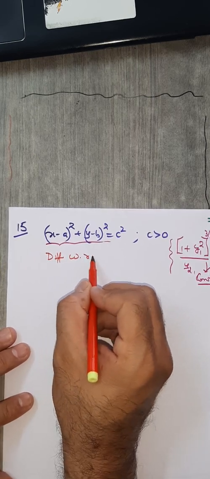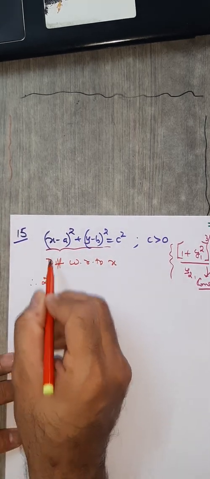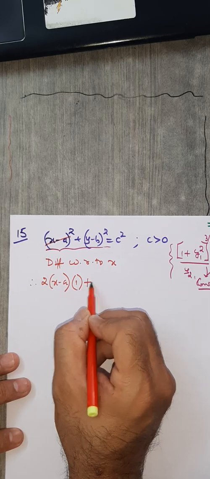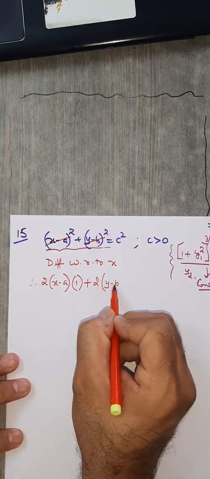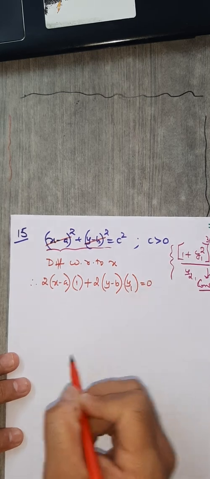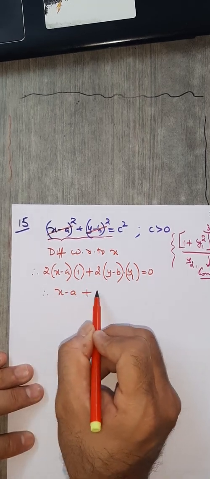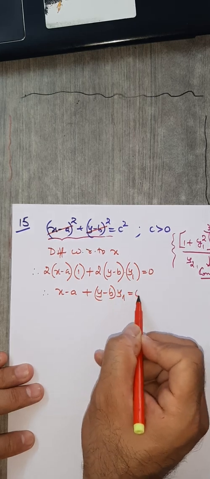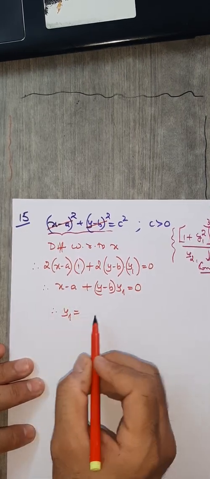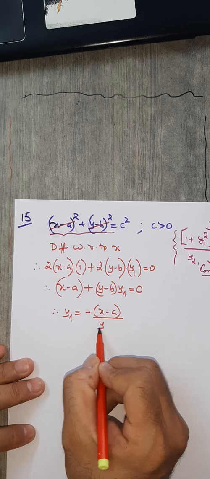Differentiating with respect to x, implicit function here. So twice chain rule. Imagine this is x minus a into differentiation of this is 1, this is 0. Imagine this is x twice y minus b into differentiation of this. Differentiation of y is y1, b is 0, equals to 0. I wrote y1 instead of dy by dx. You can divide by 2, so you are getting x minus a plus y minus b into y1 equals to 0. I want y1 first, so y1 equals to, take this one over there, so minus x minus a upon y minus b.